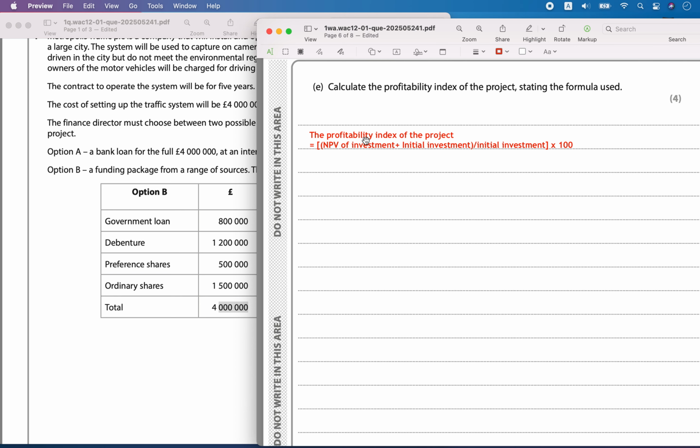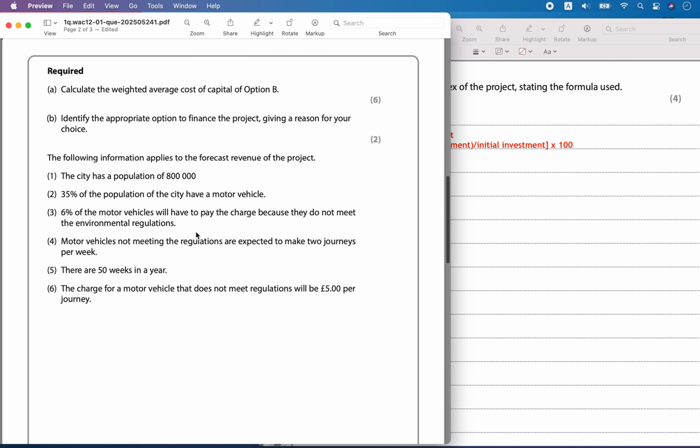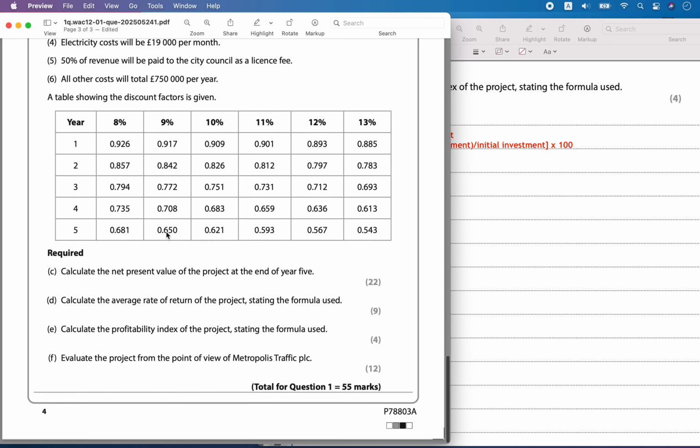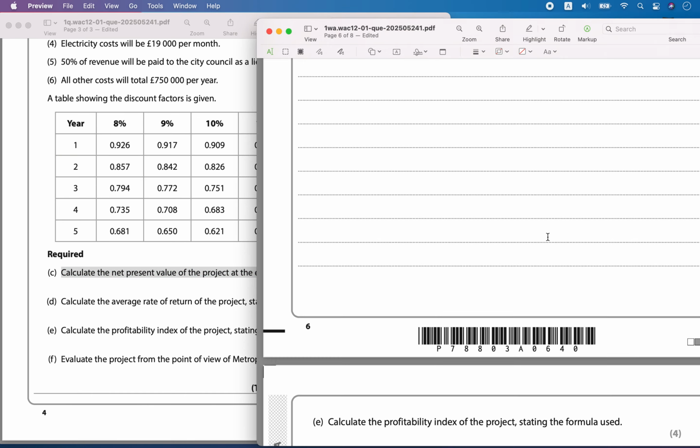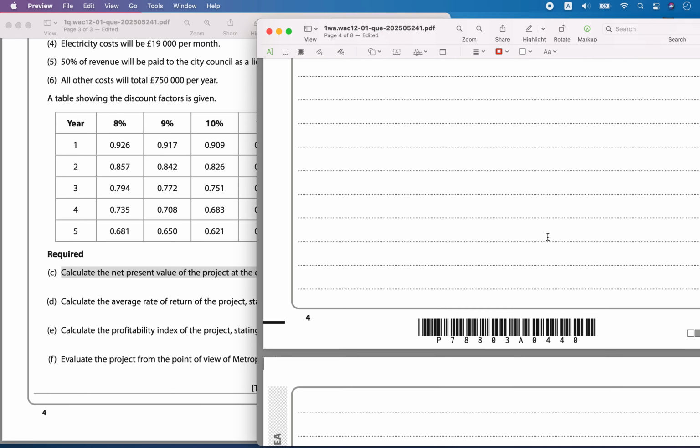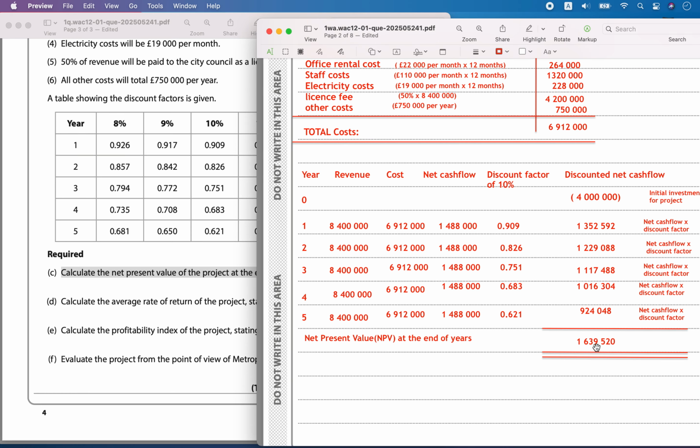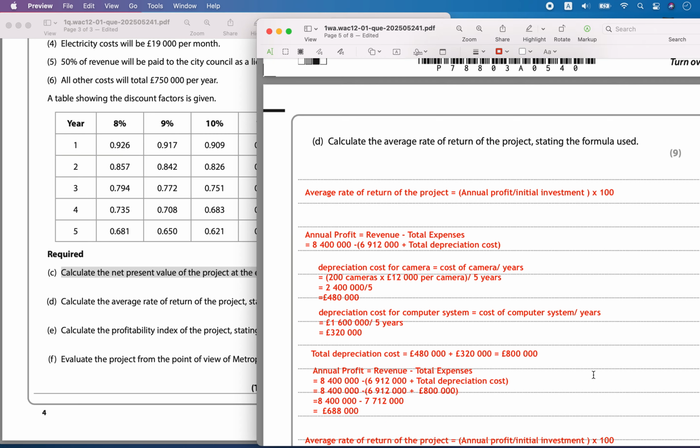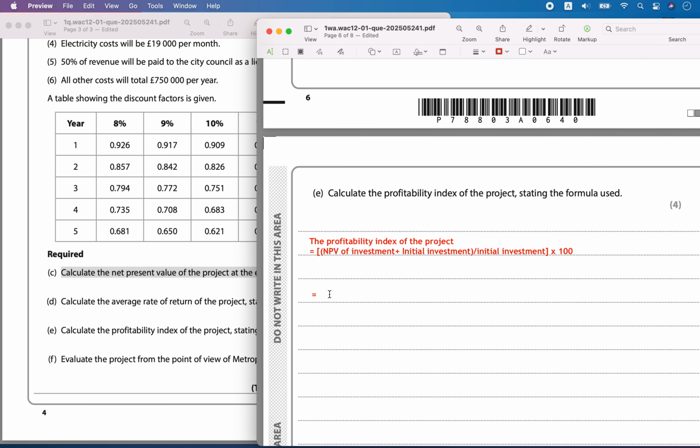Now let's calculate the profitability index of the project. The formula is NPV, the net present value of the investment, plus the initial investment, over the initial investment, times 100. Now let's calculate. So the NPV of the investment was calculated in part C. Okay, it was around 1639520.